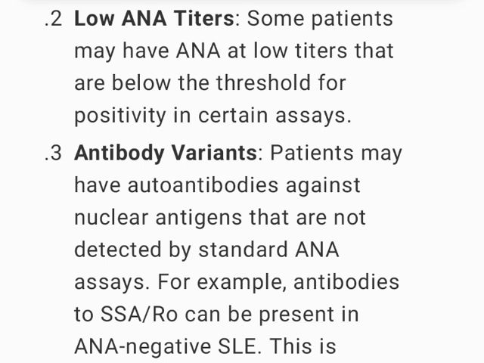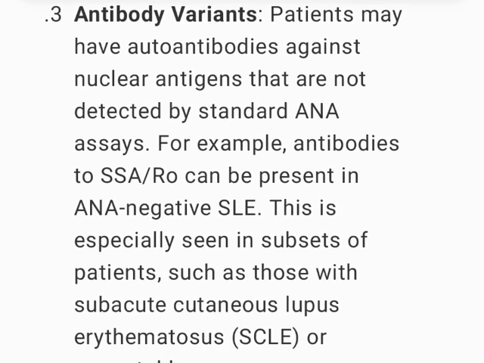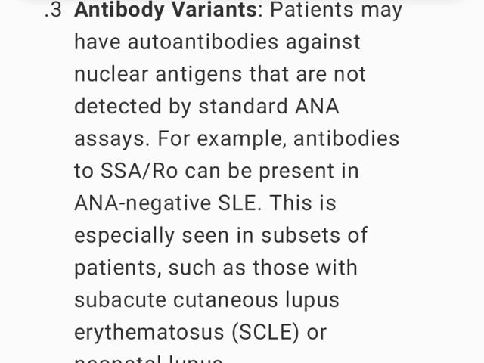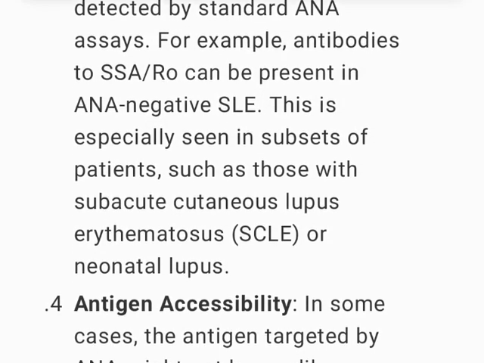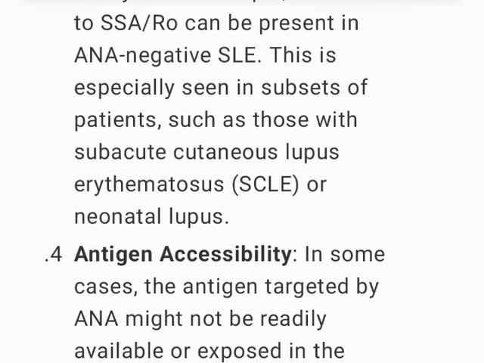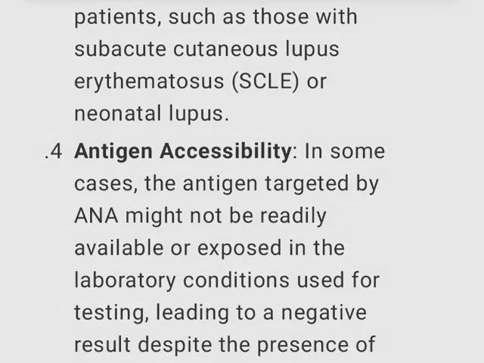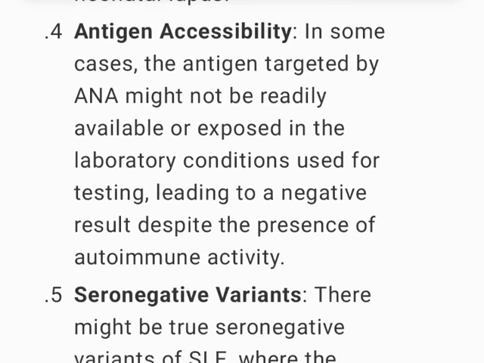2. Low ANA titers. Some patients may have ANA at low titers that are below the threshold for positivity in certain assays. 3. Antibody variants. Patients may have autoantibodies against nuclear antigens that are not detected by standard ANA assays. For example, antibodies to SSA-Ro can be present in ANA negative SLE. This is especially seen in subsets of patients, such as those with subacute cutaneous lupus erythematosus, SCLE, or neonatal lupus.